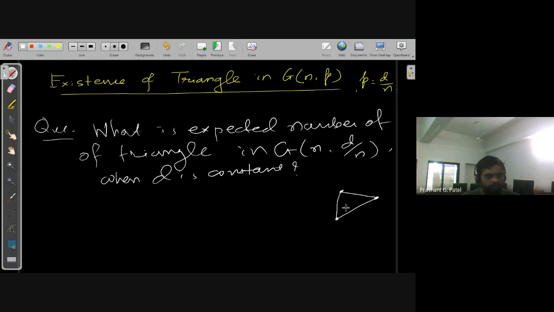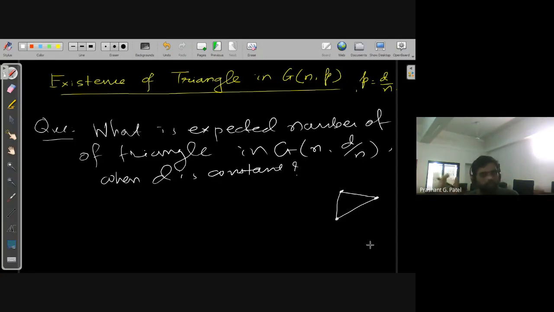And as the number of vertices increases, one might expect that the number of triangles would increase. But this is not the case. Although the number of triangles among the vertices goes to n cubed, the probability of an edge between two specific vertices decreases linearly with n.